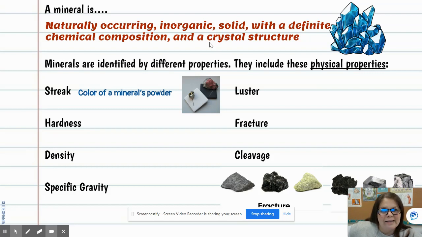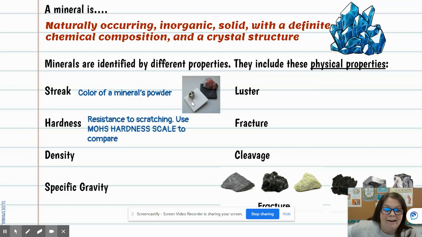So if we find these substances and we think they're minerals, we want to try and identify them. And some of the properties are listed below that we're going to use to do this, and they're physical properties, so ones we can observe without changing the substance itself. One is the color of a mineral's powder. Again, that streak. We would use these plates to rub the mineral on and then look at the powder that's left behind. We can look at hardness, or its resistance to scratching.